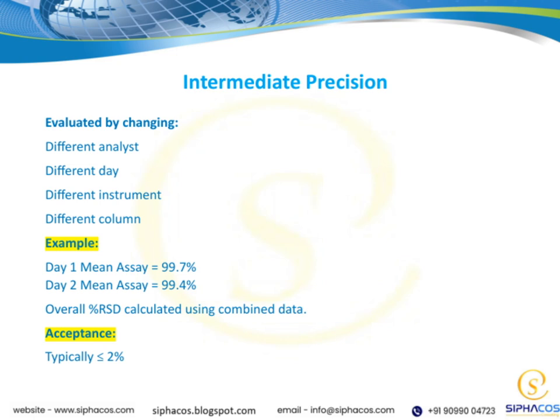To give you an example, imagine that on day 1, the mean assay result is 99.7%, and on day 2, it drops slightly to 99.4%. We then calculate the overall % relative standard deviation, or % RSD, by combining all the data from those different conditions. The key point here is that we want this % RSD to generally be less than or equal to 2%. That's our benchmark for acceptable intermediate precision, indicating that our method remains reliable even when variables change. This step helps ensure the robustness of our method across real-world testing scenarios.